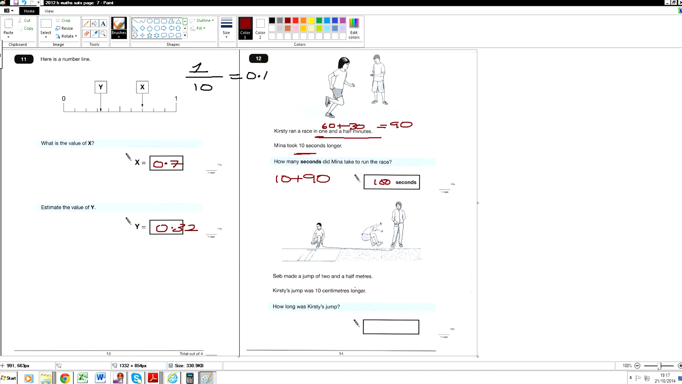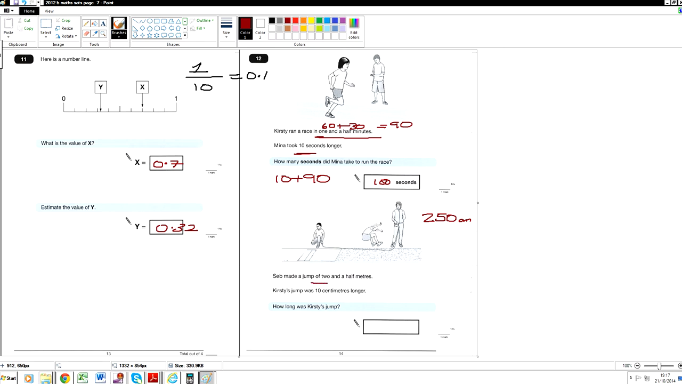Seb made a jump of 2.5 meters. Kirsty's jump was 10 centimeters longer. How long was Kirsty's jump? Now, let's have a look. So we've got 2.5 meters. How many centimeters in 2.5 meters? 250. Okay.